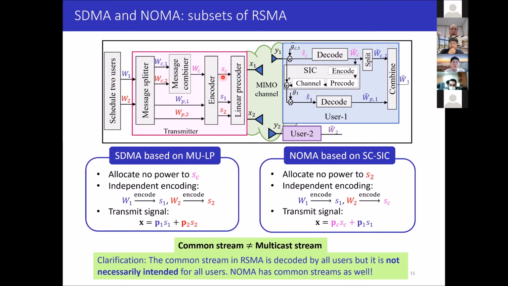Right, so in NOMA, even though it's not expressed this way, NOMA also has a common stream because this SC carries W2, the message for user 2. And so effectively SC is a common stream that is decoded by both users, but in this case contains information for only one user. W2 is intended only for user 2, but nevertheless, this common stream is decoded by both users. So this quantity here is really a common stream in the context of NOMA.